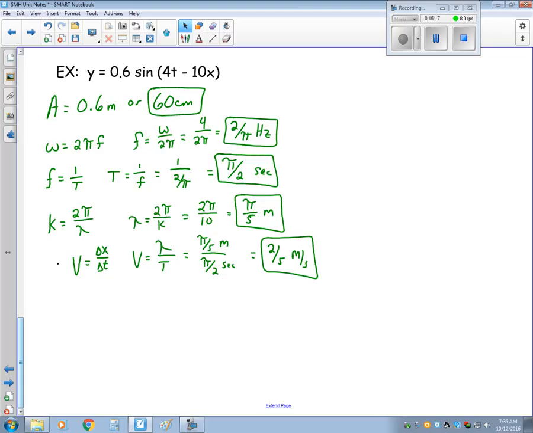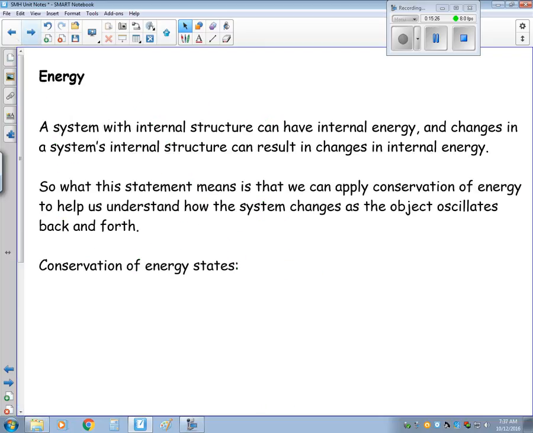All right. Be a little bit of a longer video, but we don't have very much left to go, so let's go ahead and finish up these notes. Energy. So a system with internal structure can have internal energy. Changes in the system's internal structure can result in changes in internal energy. What that statement means is that we can apply conservation of energy to help us understand how the system changes as objects oscillate back and forth.